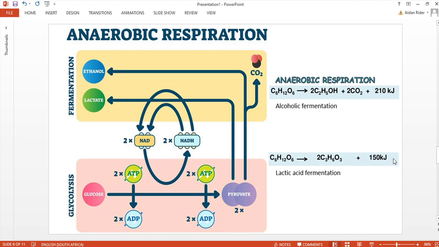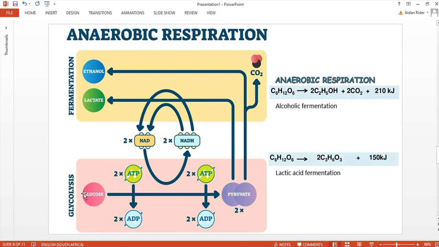Then we have anaerobic respiration. This process happens in the absence of oxygen. No oxygen is present during this type of reaction. Okay, so there are two steps within this type of respiration. You remember glycolysis. As with aerobic respiration, we start off with glucose, this step.